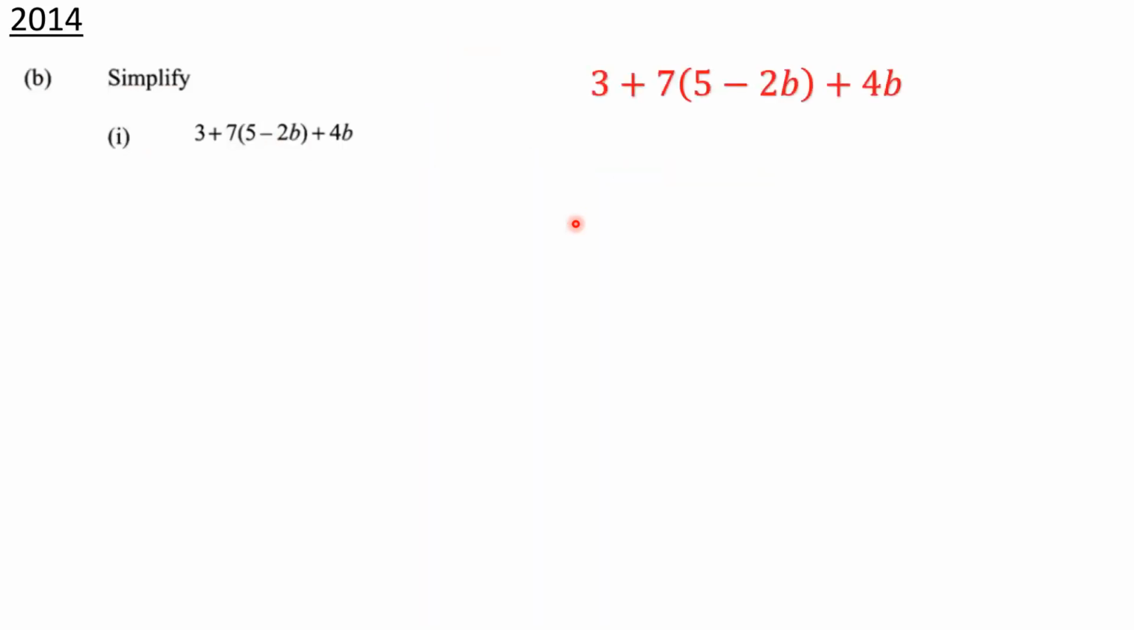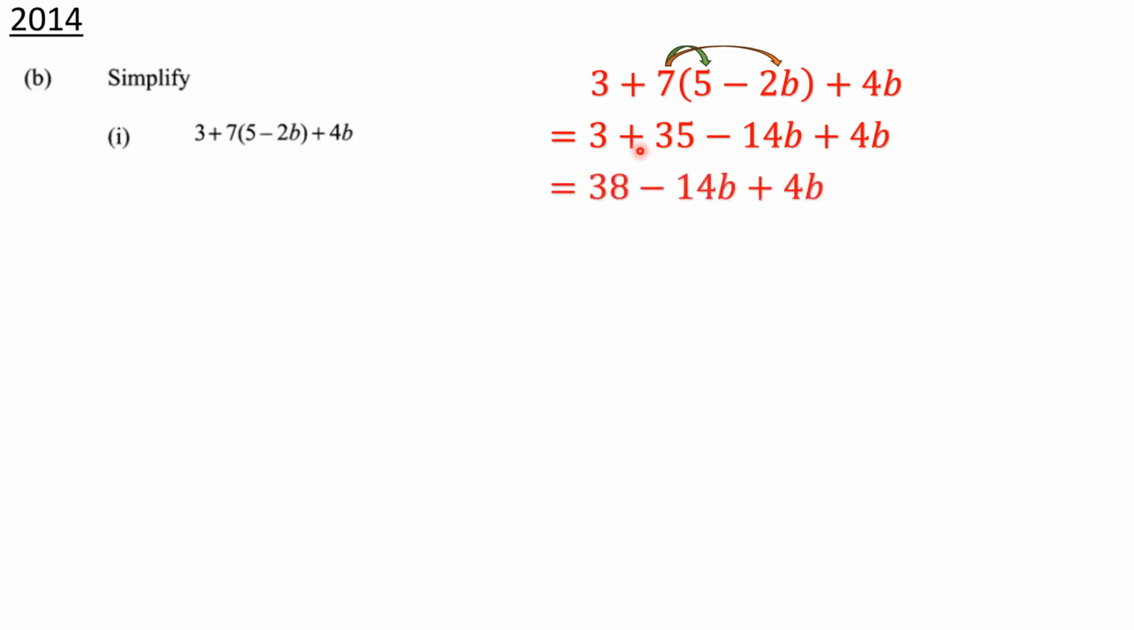Here we have 3 plus 7, open bracket, 5 minus 2b, close bracket, plus 4b. What we're going to do is multiply the 7 by the 5, and multiply the 7 by the negative 2b. Indeed, 7 times 5 is 35, and 7 times negative 2b is negative 14b. And so we're going to combine the negative 14b plus 4b, and also the 3 plus the 35, the ones that are like terms.